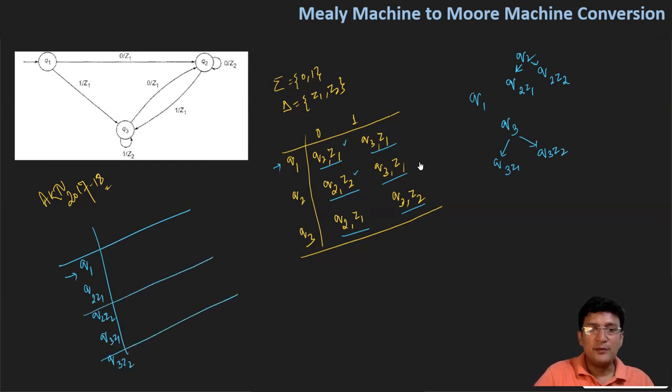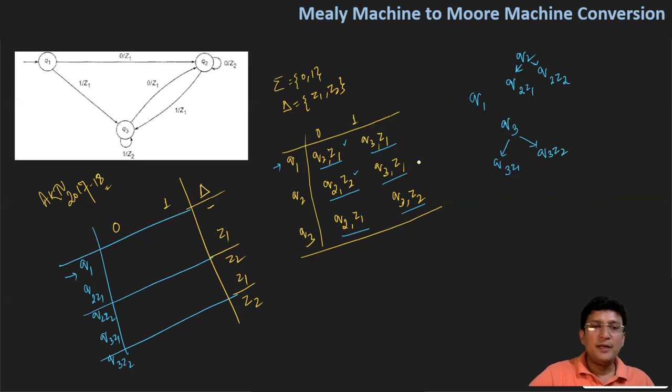Then let's make the entries in this table. The transitions are required for 0 and 1, and every state will produce some output, denoted by delta. Referring to the table, Q1 is not producing any output. Q2 Z1 will produce the output Z1. Q2 Z2 will produce the output Z2. Q3 Z1 will produce output Z1, and Q3 Z2 will produce the output Z2.